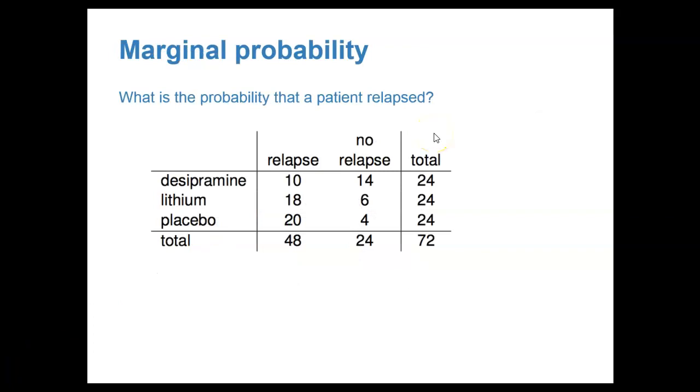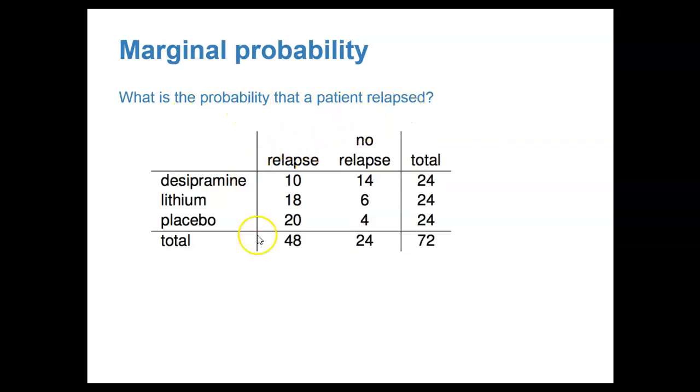So the first of 2 concepts that we need to discuss related to a contingency table when calculating a conditional probability is this idea of marginal probability. So we're going to illustrate that by answering the following question. What is the probability that a patient relapsed?